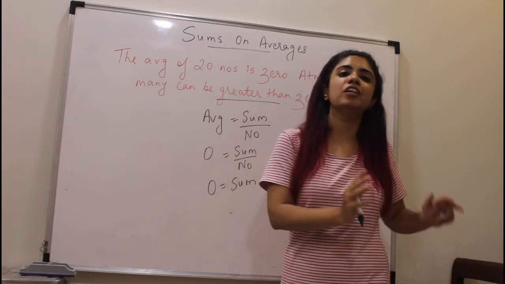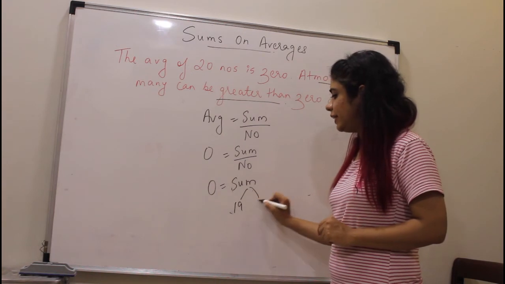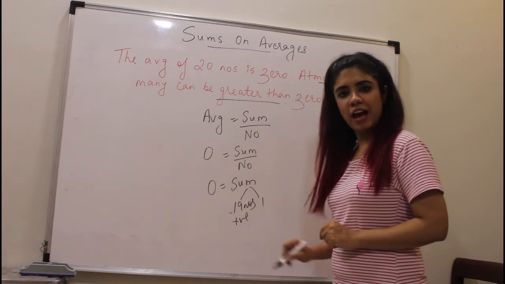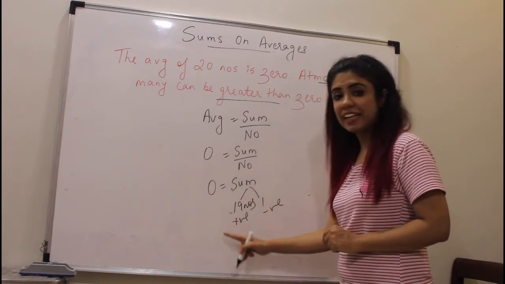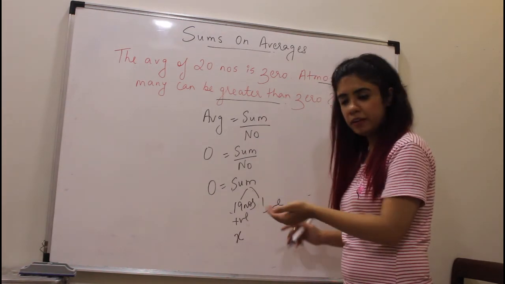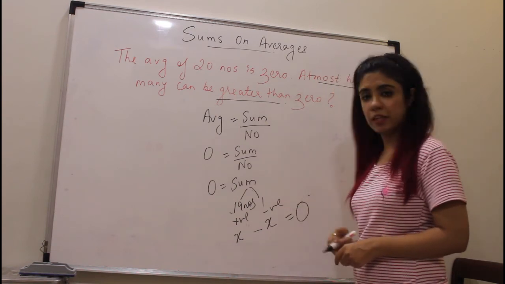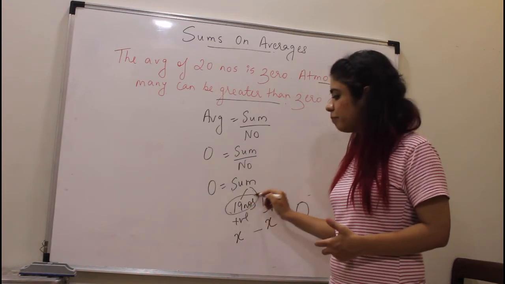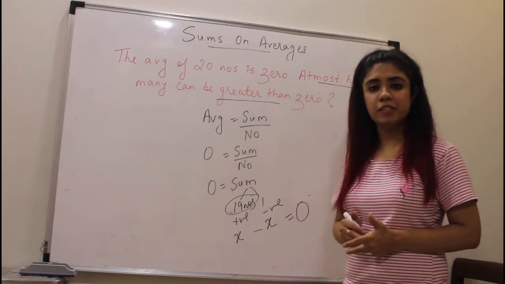So something has to be negative. So what will I do? I will split this as 19 and 1. 19 numbers could be positive and 1 number could be negative. Let's say the sum of the first 19 numbers comes out to be x. And the 20th number, the value is minus x. So your final answer becomes 0. So maximum how many numbers can be positive? 19 numbers can be positive. 1 can balance it out and your final answer becomes 0.